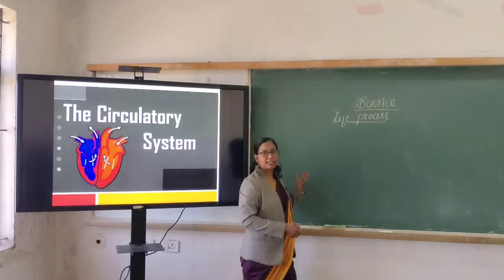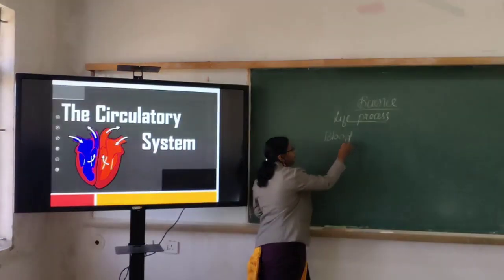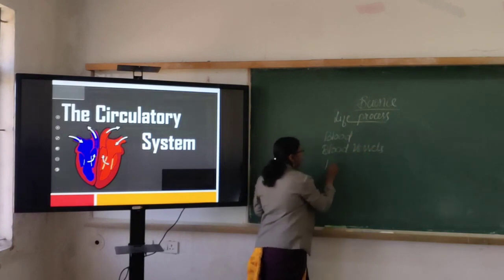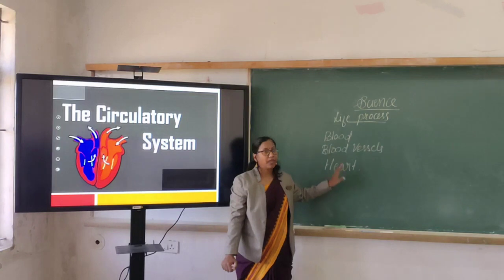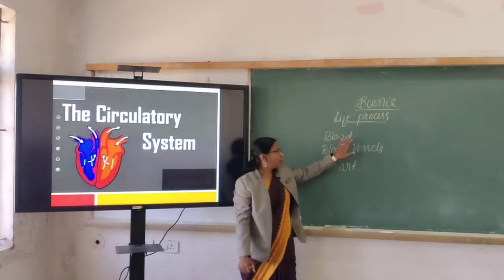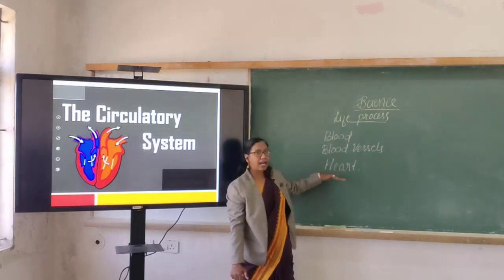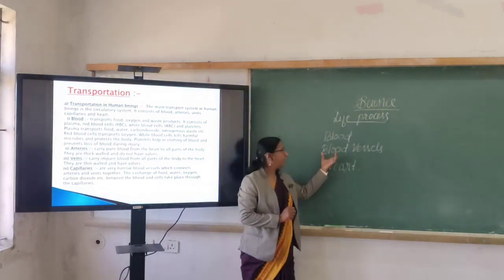So which are the structures which help in the circulatory system? The major structures are blood, blood vessels and heart. These are the major structures which help in transportation in our body. The human circulatory system includes three major components: blood, blood vessels and heart. Let us understand each component in detail.